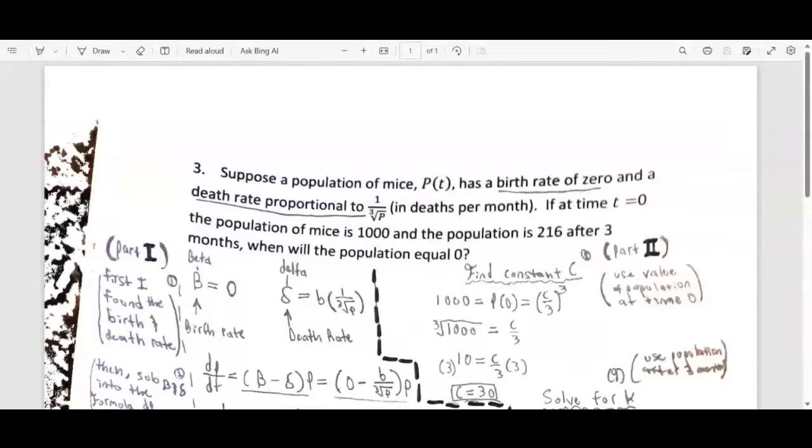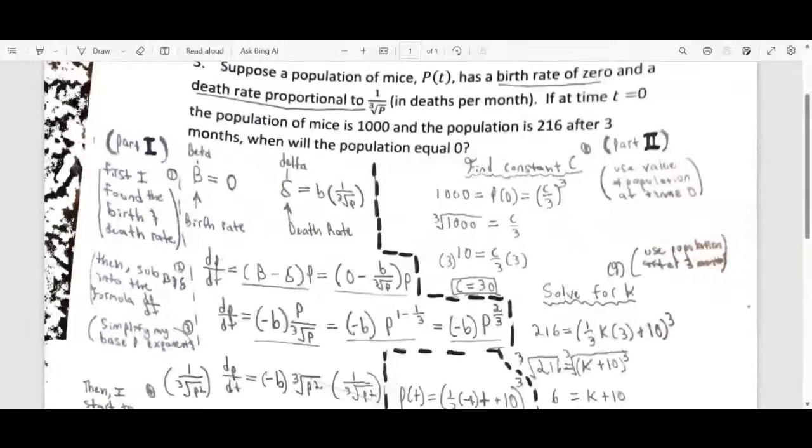Okay. So this question is asking you about a population over time. With the information that it gives you, such as the birth rate and the death rate, you can interpret it as dP/dt equal to your birth rate, signified by beta, and your death rate, signified by delta, subtracted from one another, multiplied by your population.